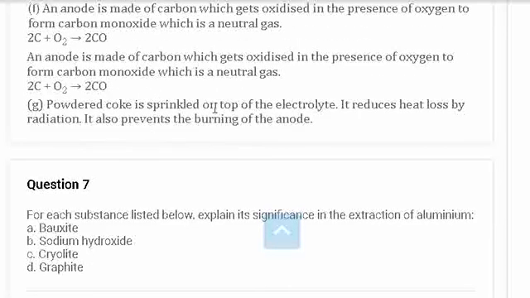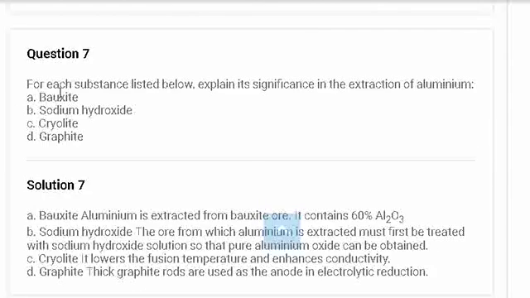Powder coke is sprinkled on top of the electrolyte. It reduces heat loss by radiation. It also prevents the burning of the anode.